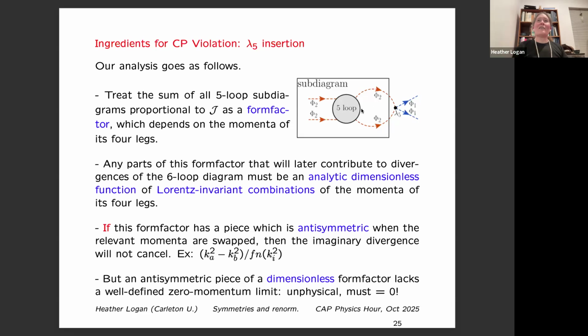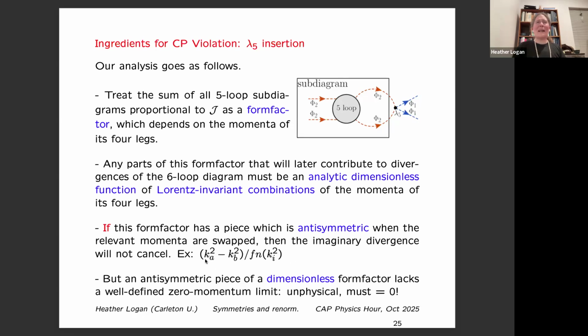Now, doing the complex conjugation basically means you take this lambda 5 vertex and instead of attaching it here, you attach it over here on the other end after reversing the directions of the Higgs field flow, okay? And so if the form factor here has a piece which is anti-symmetric when you swap these momenta for those momenta, then the imaginary divergence will not cancel because you'll get a J star, but you'll also get a minus sign, okay? One example of that is if you have these momenta squared minus those momenta squared over some function of the momenta, okay, that would be anti-symmetric.